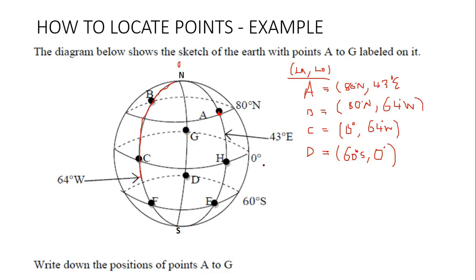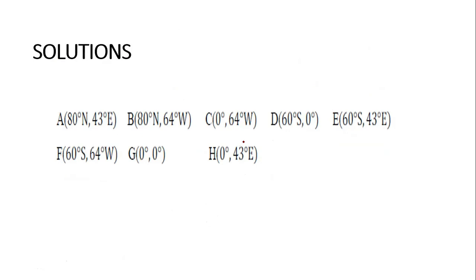So please, locating points is very important, because from locating points, we are also going to be able to calculate the distances. All right, so you can just go through. These are the answers that we were dealing with. Confirm through and just make sure that everything is correct. Otherwise, the concept here is always latitude, comma, longitude. That is how it is always supposed to be. All right, point to note.